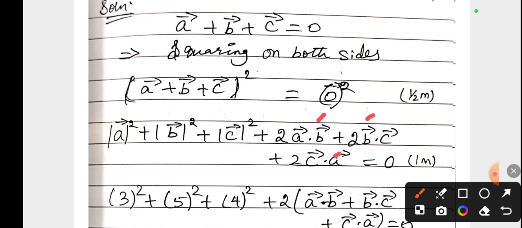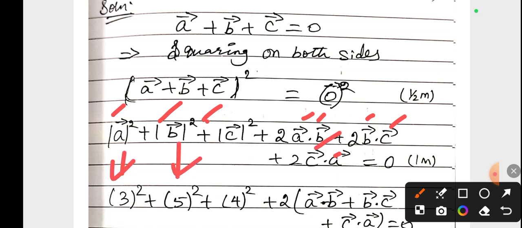Simply the A plus B plus C whole square formula: A square plus B square plus C square plus 2AB plus 2BC plus 2CA. So magnitude of A square plus magnitude of B square plus magnitude of C square plus 2 into A vector dot B vector plus 2 into B vector dot C vector plus 2 into C vector dot A vector. Substitute the values.